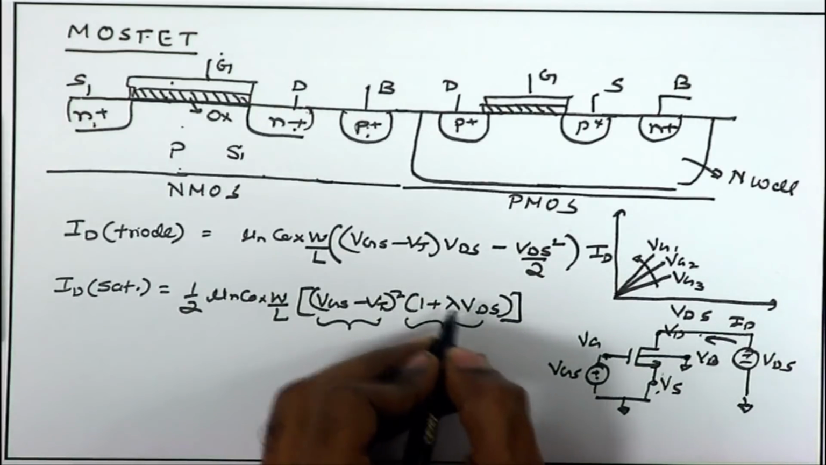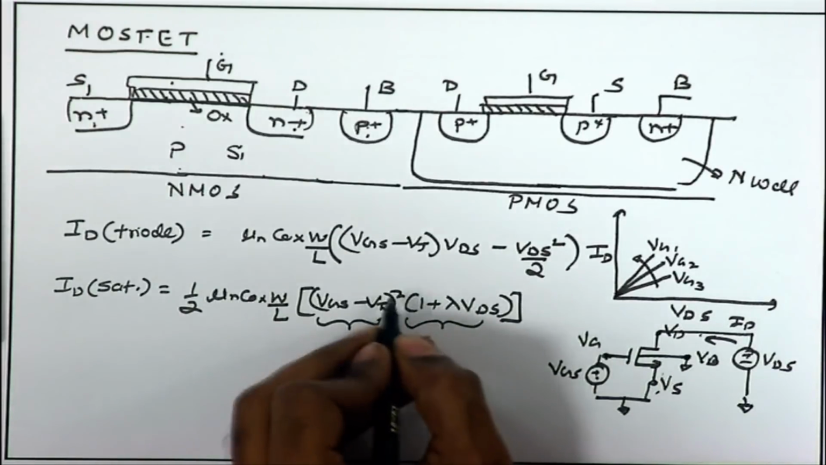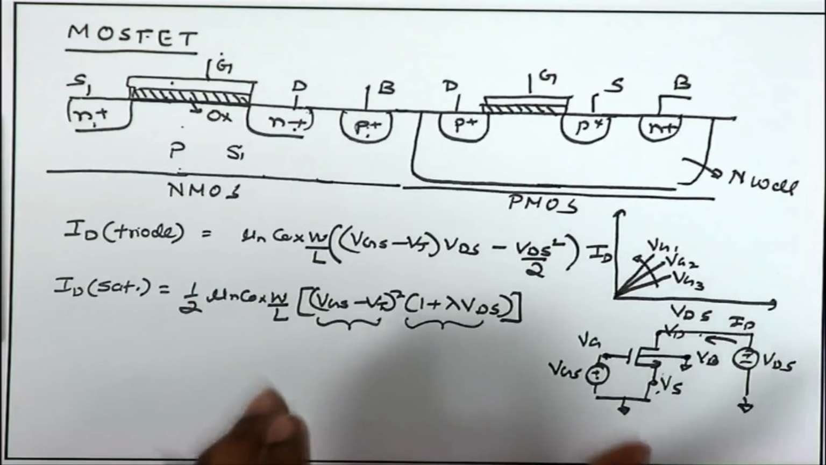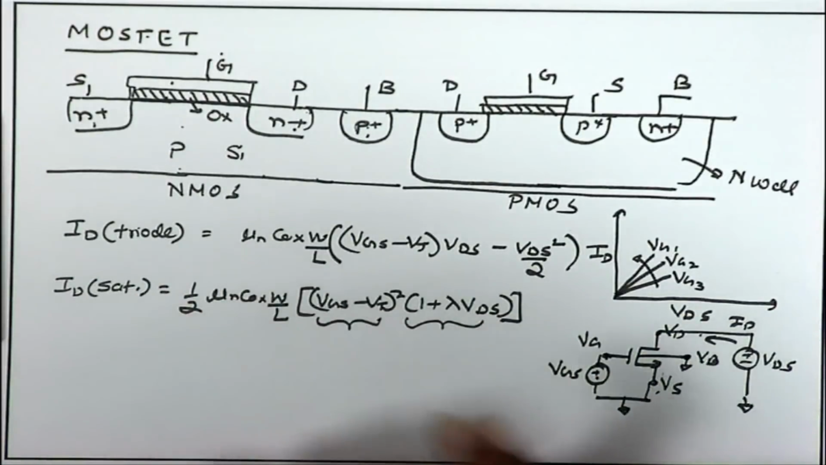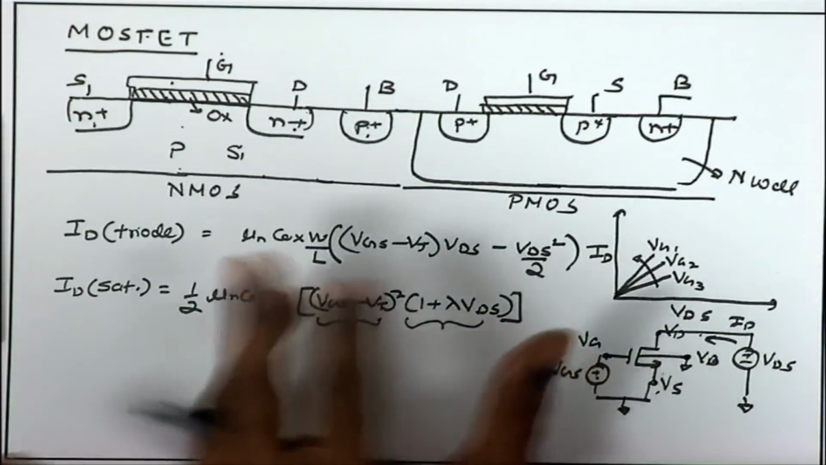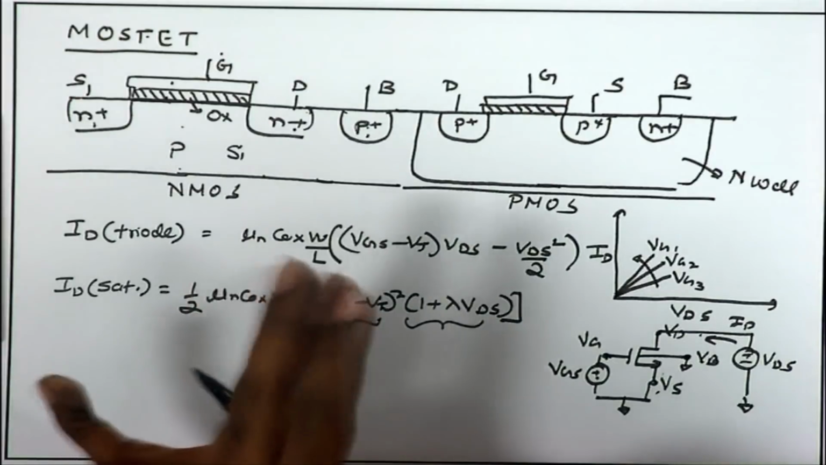It plays a very important role in analog circuits. Channel length modulation, or lambda, it is crucial to understand its implications on the large signal and small signal operation of the MOSFET, and how we exploit it in building high gain amplifiers.